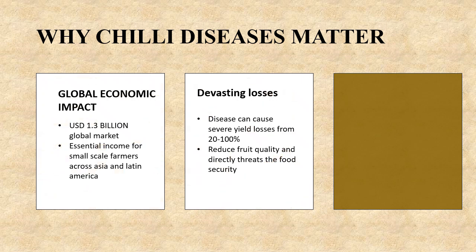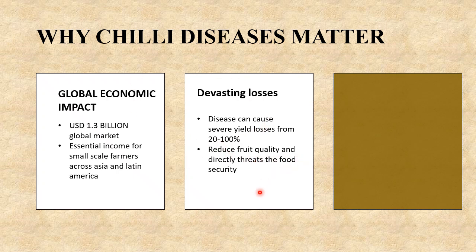Coming to the second point, devastating losses will be there if we are not managing chili diseases. The disease can cause more yield loss, as we discussed, 20 to 100% loss, as chili is affected more frequently and quickly. So we have to gain the knowledge and prevent the disease in chili. Now that we have discussed the symptoms, if you are aware of them, the disease can be prevented quickly and we can get more yield.